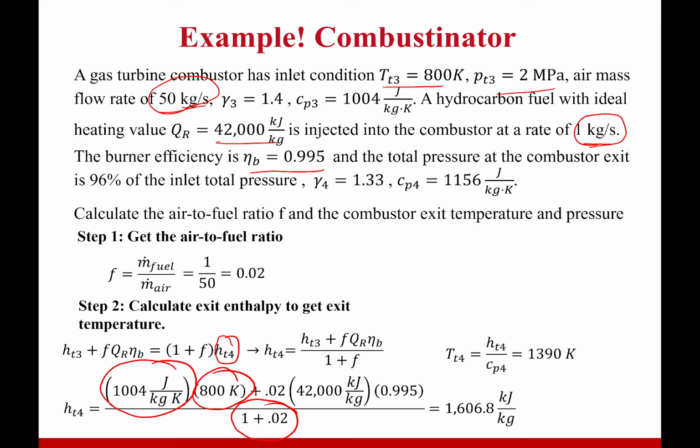And so if I want to, I can then solve for the temperature. I divide my enthalpy by the specific heat, this time at the exit of the combustor, and I get a temperature of 1,390 Kelvin.